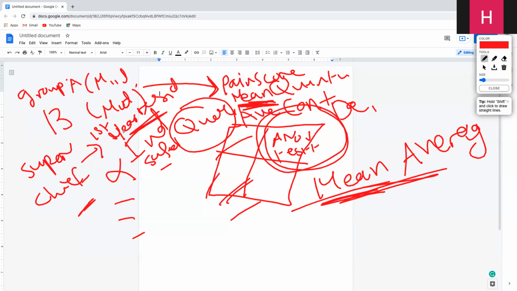So if I'm comparing two groups and I want to know the mean of their pain score, this will be a t-test. So t-test, it is two groups.